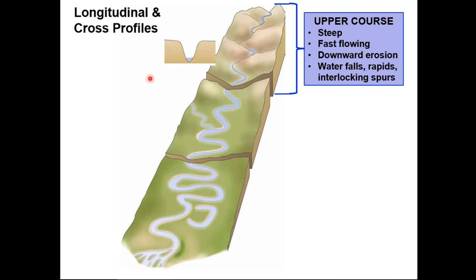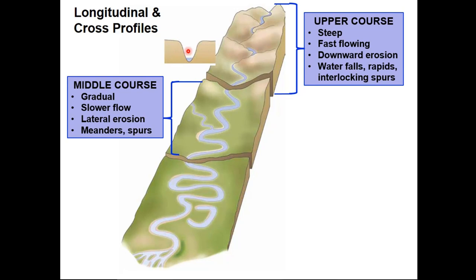And how do I spell gorge? G-O-R-G-E. Gorges, not gorges, but a gorge. You can go and Google it. There are some beautiful gorges in the world, tourist places where people go, especially in Malaysia and those areas. But then we go on to our next one, which is the middle course.